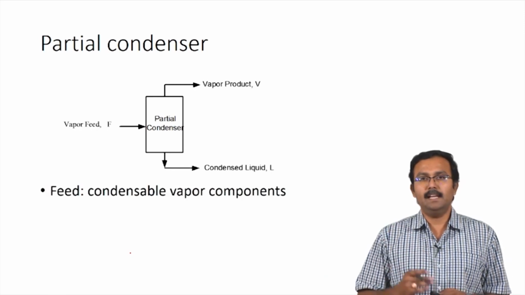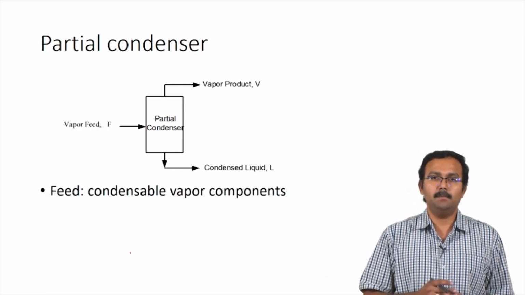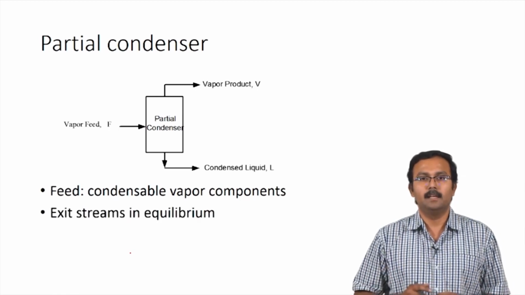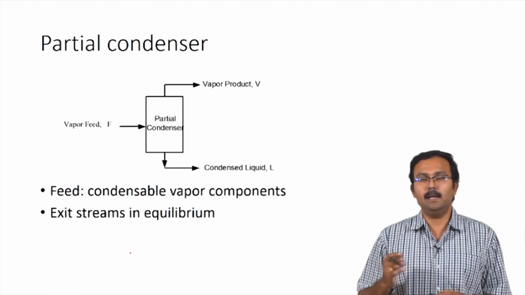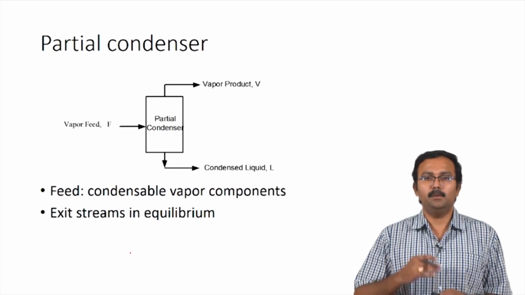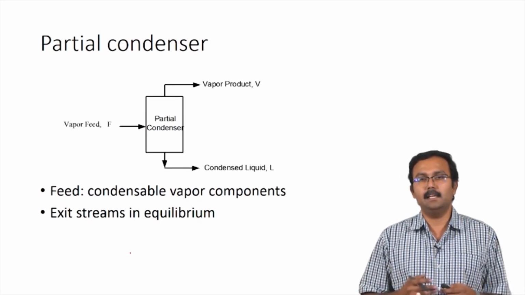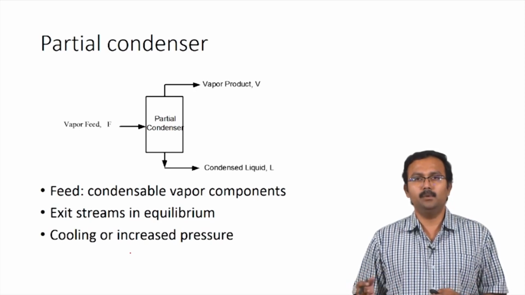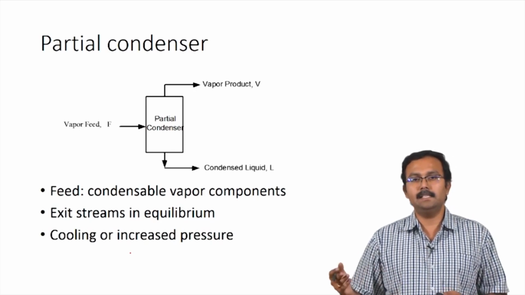So, the feed actually would contain condensable vapor components and non-condensable components also. The exit stream is always in equilibrium. So, that is why you have a vapor product and the condensed liquid leaving from the system. This process is usually done through cooling or by increasing the pressure.